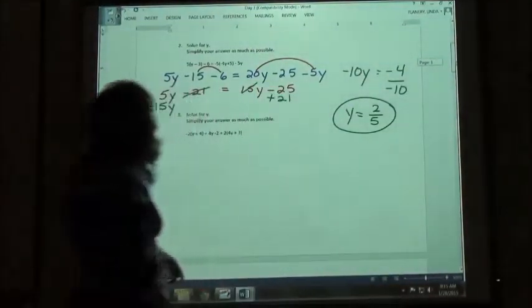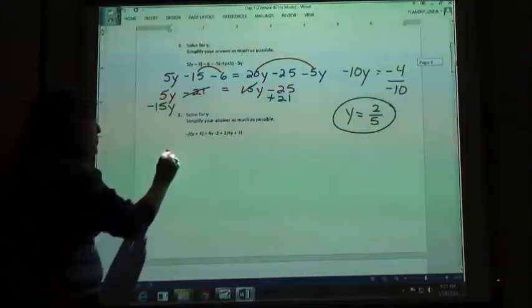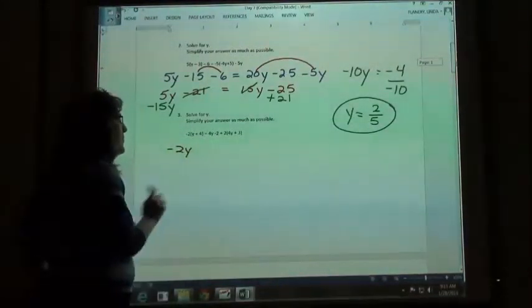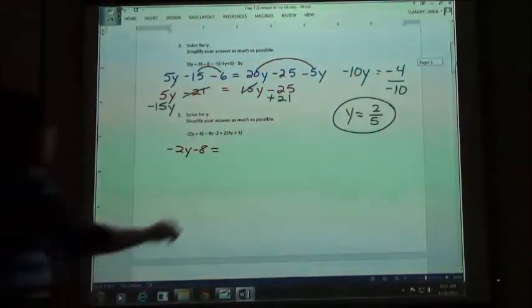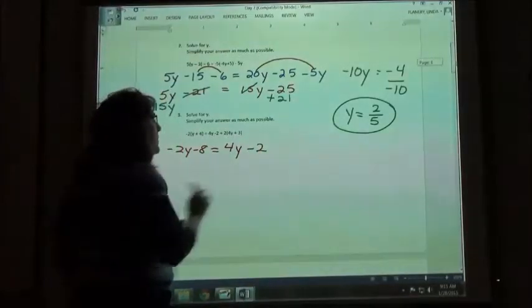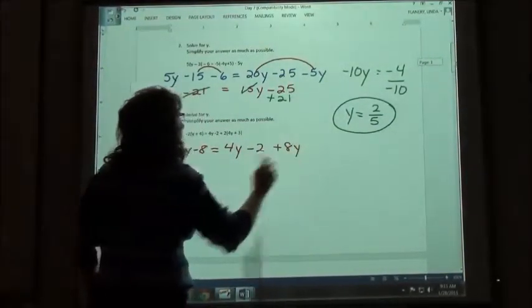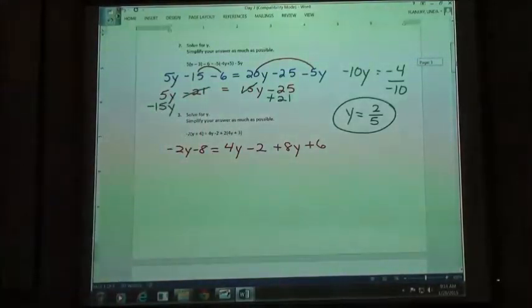So number 3, I could let you guys help me with this one. If I get rid of my parentheses there on the left-hand side, I would have what? Negative 2y minus 8. And on the right side, 4y minus 2 plus 8y plus 6, exactly. So negative 2y minus 8 equals 4y minus 2 plus 8y plus 6.